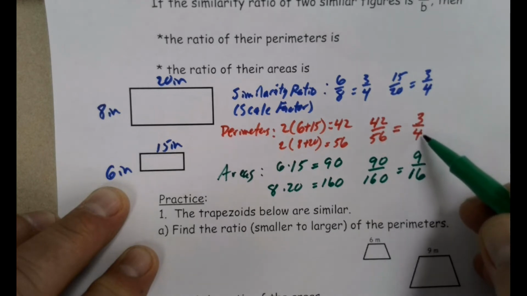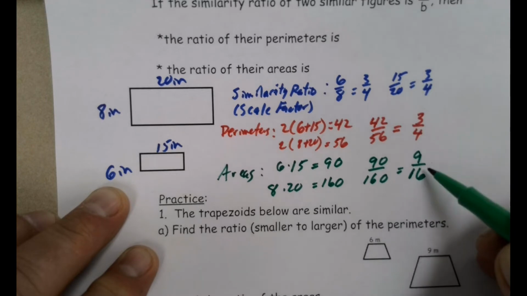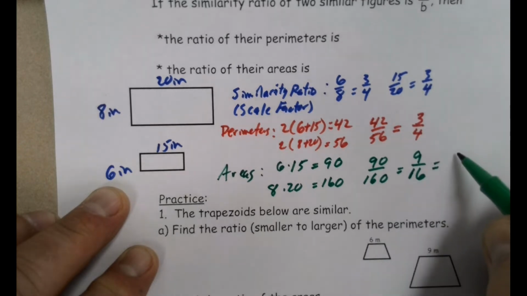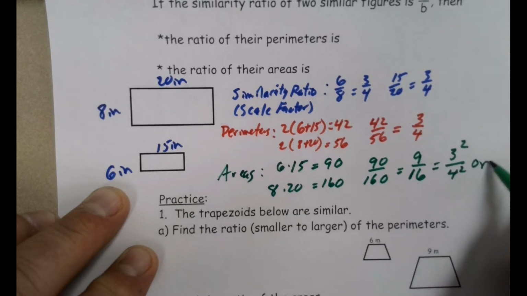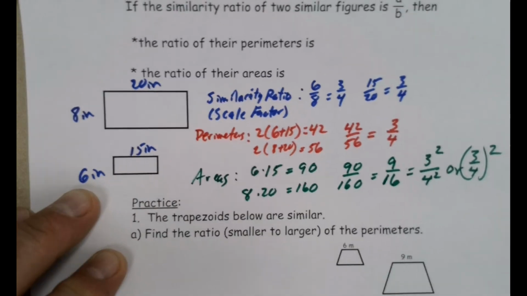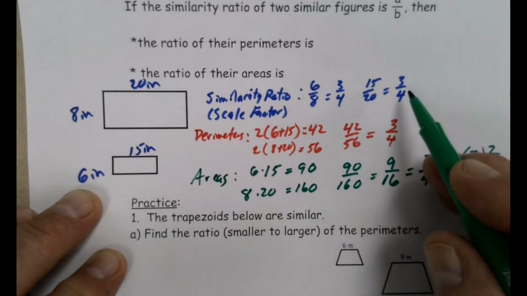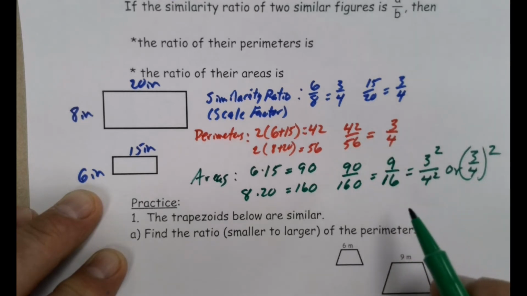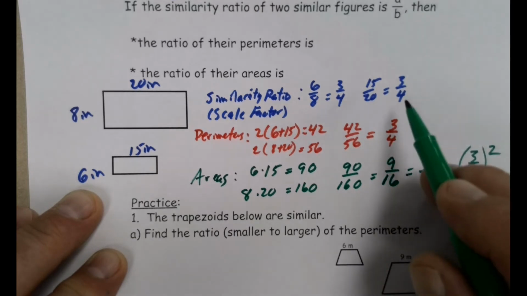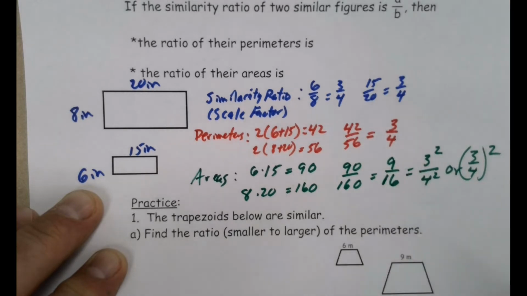With that in mind, look at how this number and this number are compared. The 4 and the 16, or the 3/4 compared to the 9/16. This is nothing more than 3 squared over 4 squared, or 3/4 squared. Okay, so basically our scale factor is the same scale factor for perimeter, but when we go to finding a scale factor for area, we take that one for similarity or perimeter, square it.